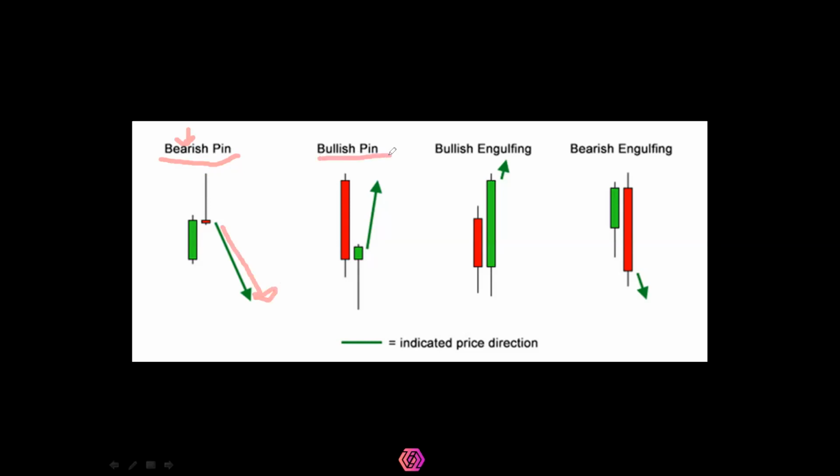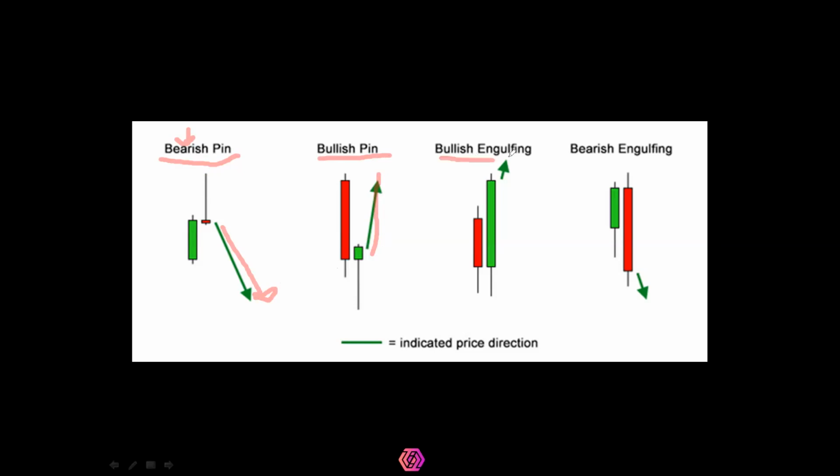The same thing for bullish pin. Bullish means up. When something is bullish, it is up. And that means what? You're expecting the price to go higher from this point here, because the bullish pin bar, the candle formation, is very key, very, very important. And that's what we're going to be using as a form of entry.